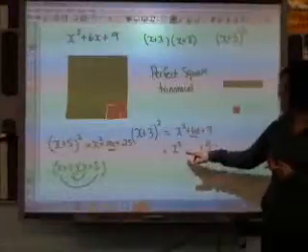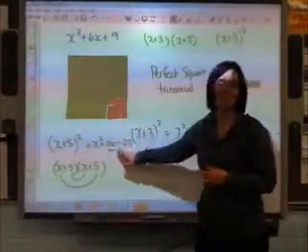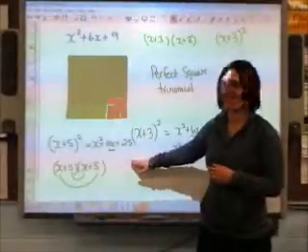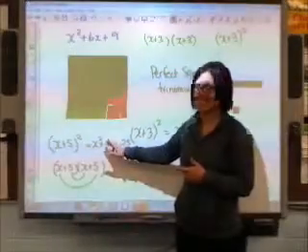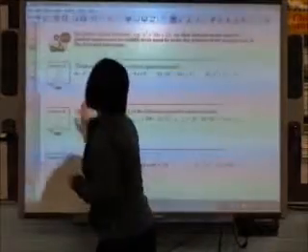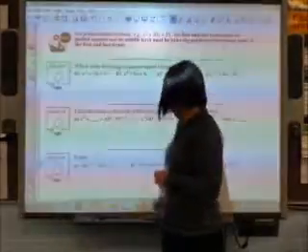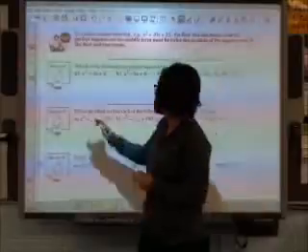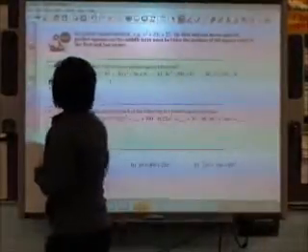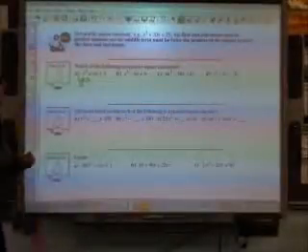Okay. So could I do the same thing with this one? Square root 25, and I get 5, and when I multiply it by 2, I get 10. Okay. So if I square root 4, what do I get? And if I double it? So is this a perfect square? Yes.